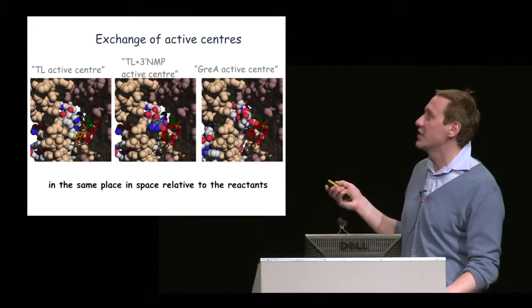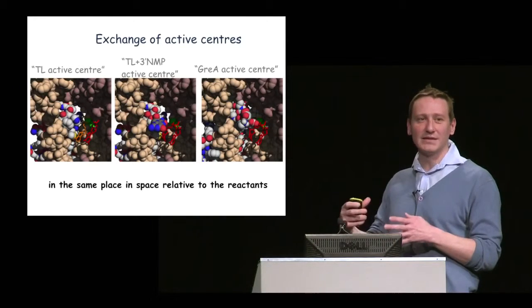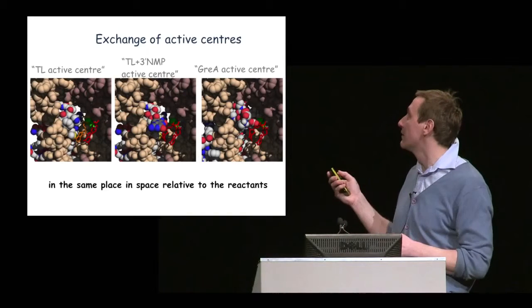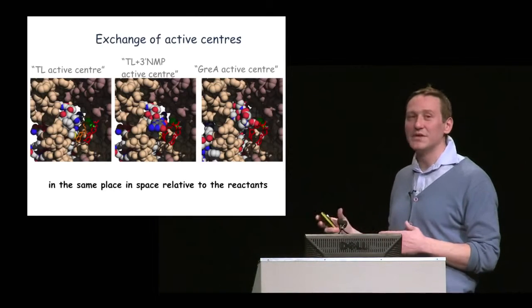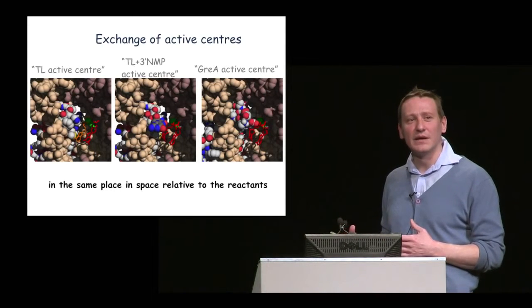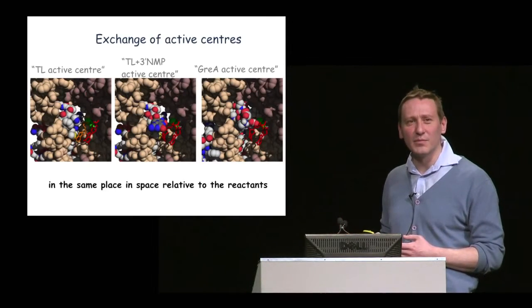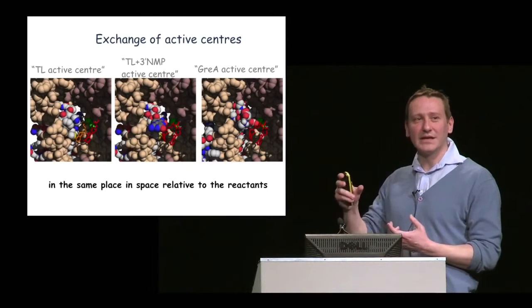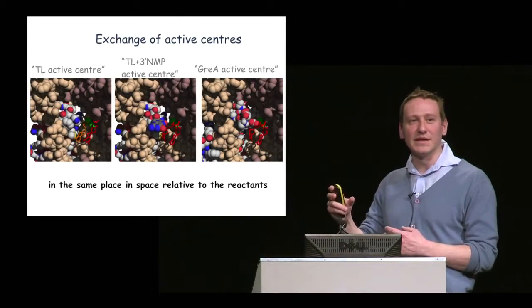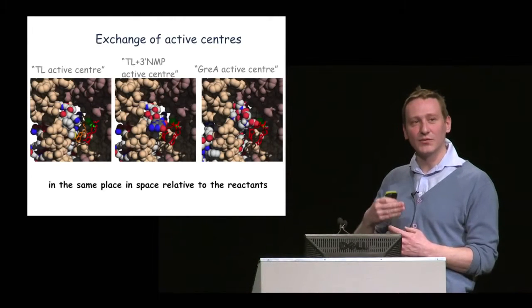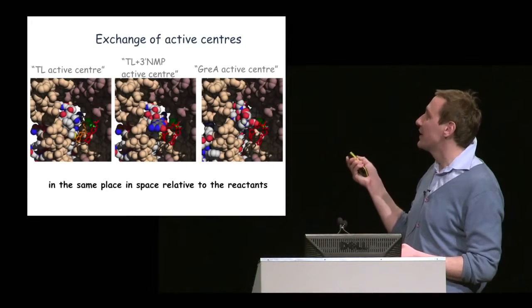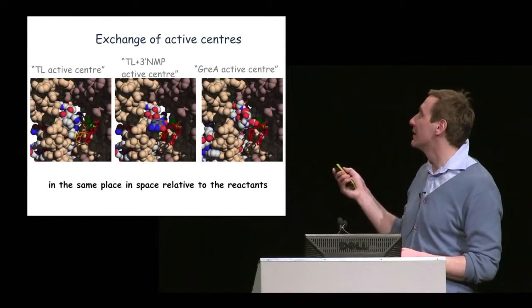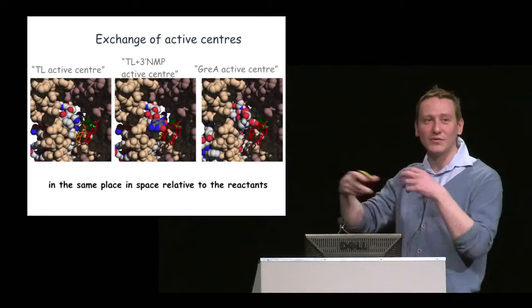And quite uniquely, this exchange of the active centers happens in the same place in space relative to the reactants in the active center. It is very different, for example, from DNA polymerase, where the exonuclease reaction to correct misincorporation events resides somewhere far away from the polymerase active center, and the substrate, the DNA, has to travel up to 40 angstroms from one active center to another. Here, the RNA sits in the same place while the active centers come to deal with it.